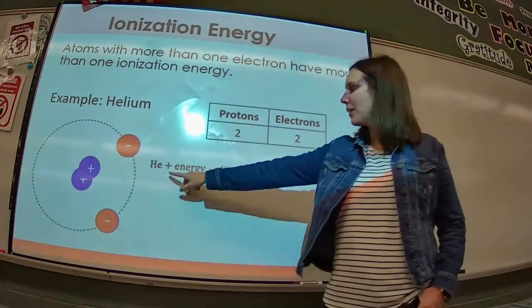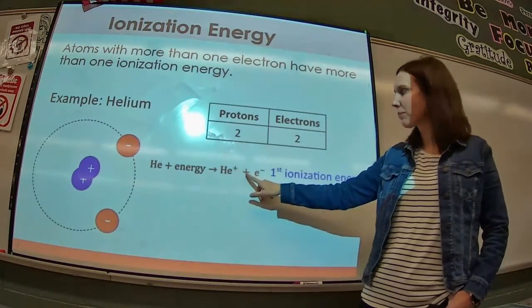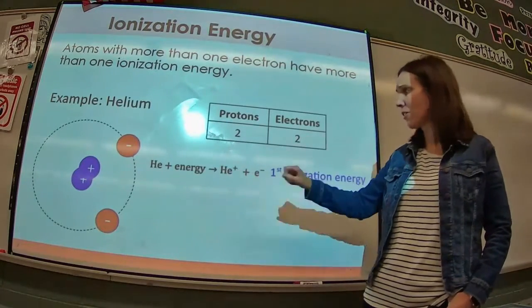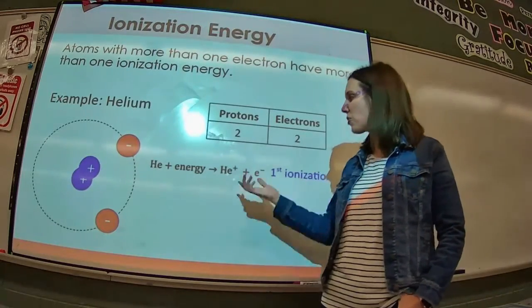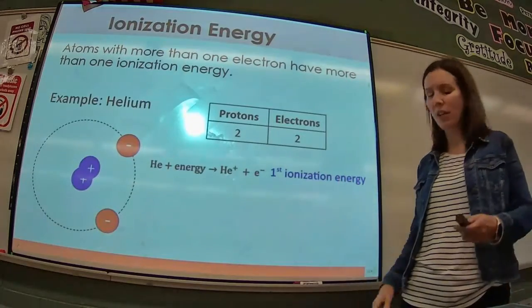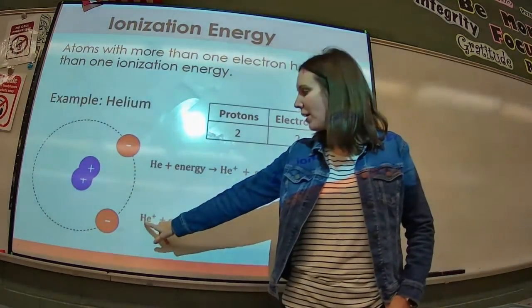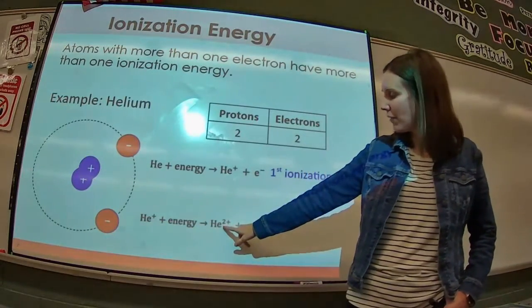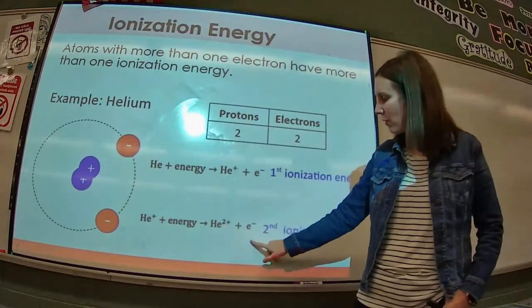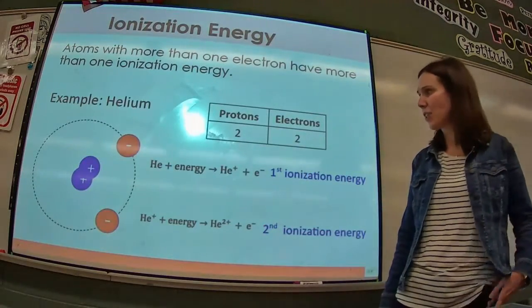So helium plus energy is going to give us helium positive plus an electron, okay? So our products are going to be this helium ion. But there's still an electron to remove, and that's what we're going to call our second ionization. So we have our helium ion plus energy is going to give us helium 2 plus, and we've removed yet another electron. So that's going to be our second ionization energy.